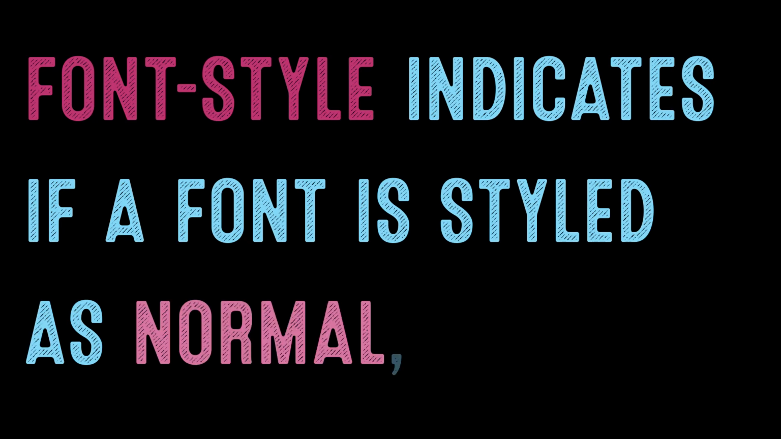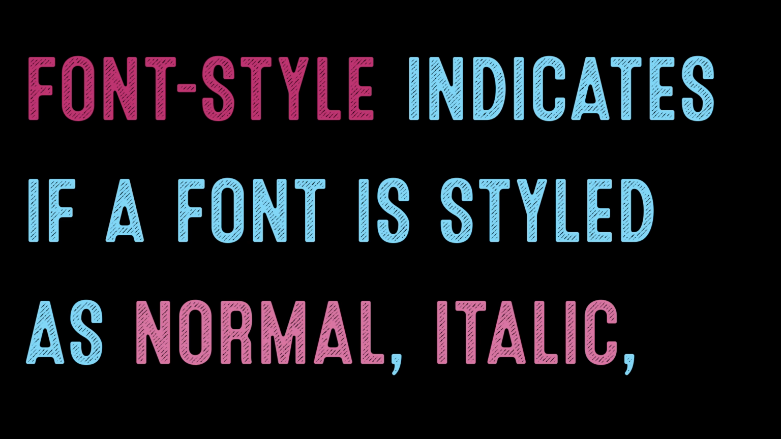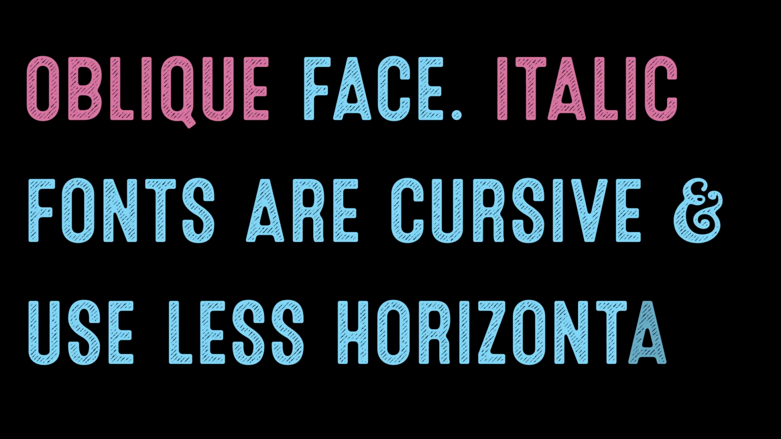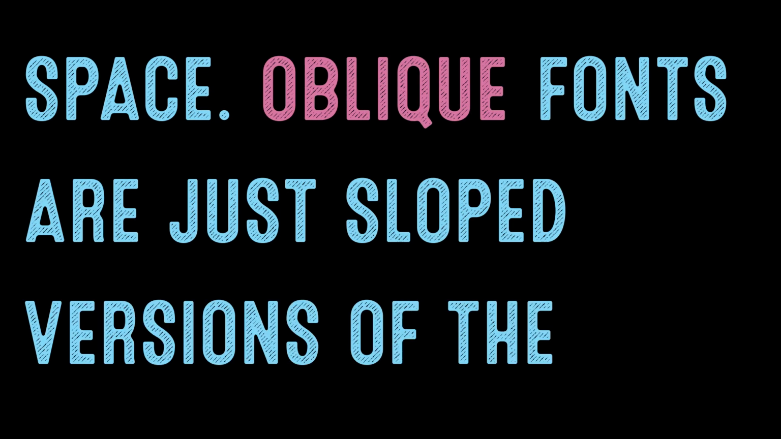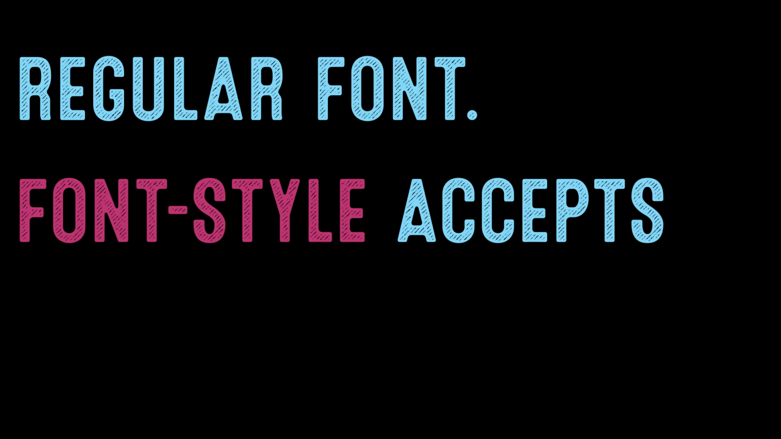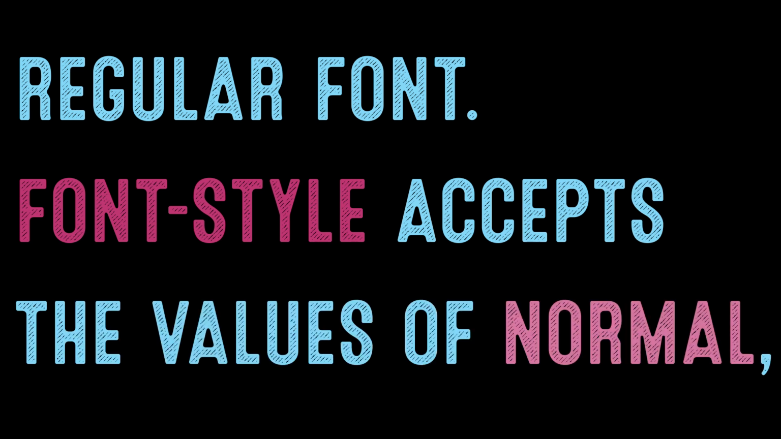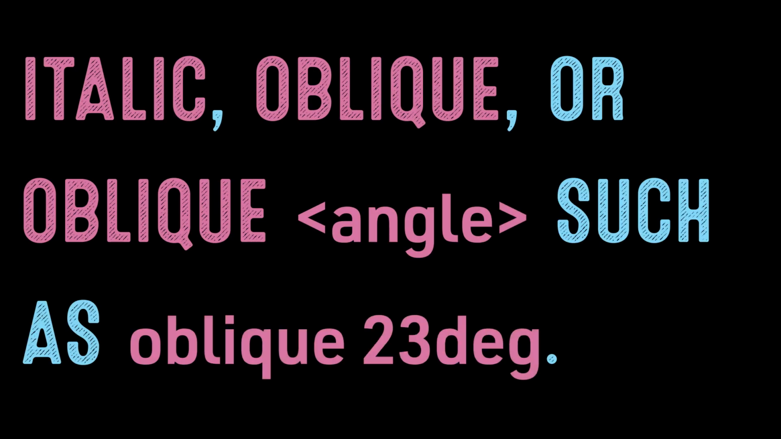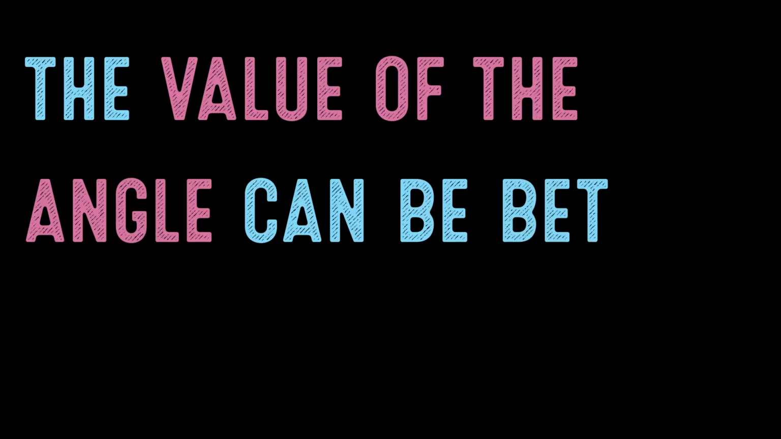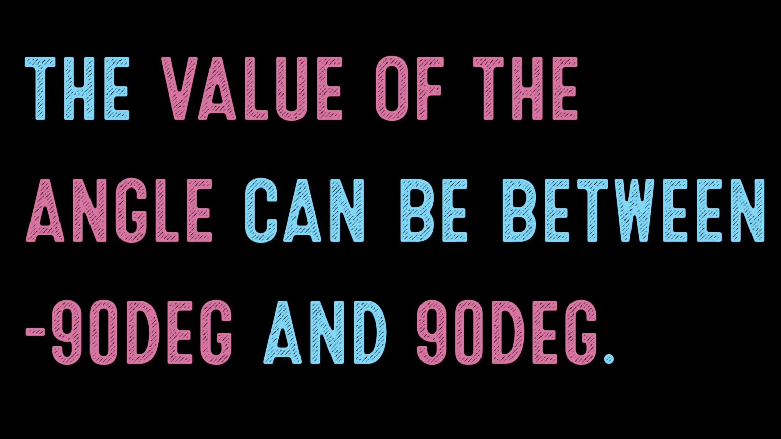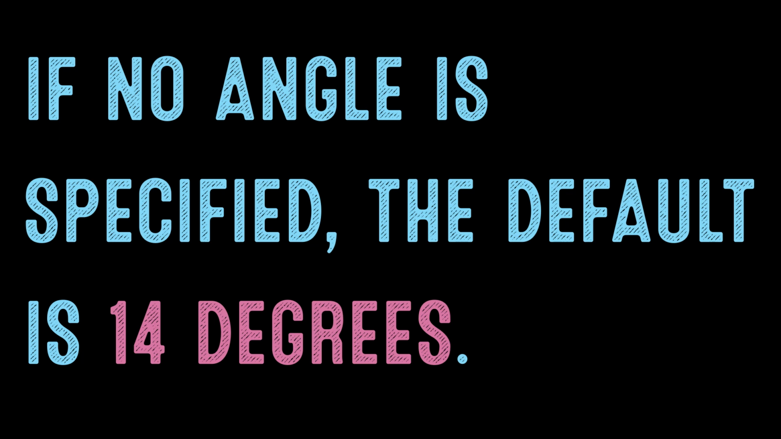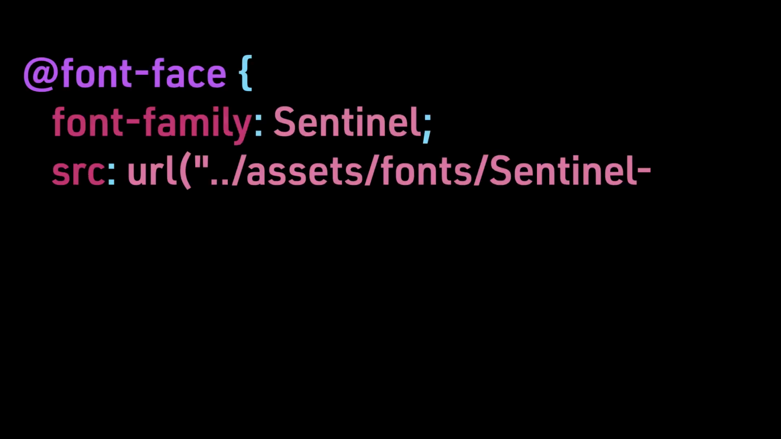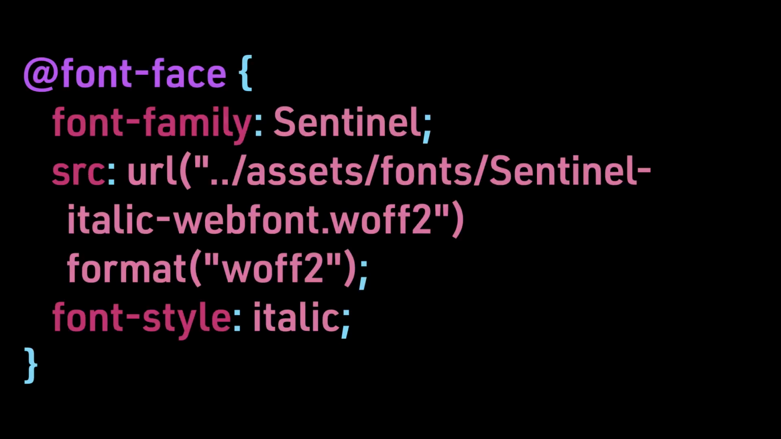Font style indicates if a font is styled as normal, italic, or oblique face. Italic fonts are cursive and use less horizontal space. Oblique fonts are just sloped versions of the regular font. Font style accepts the values of normal, italic, oblique, or oblique with an angle specified, such as oblique 23 degrees. The value of the angle can be between -90 degrees and 90 degrees. If no angle is specified, the default is 14 degrees. Here is an example for the italic weight of Sentinel.